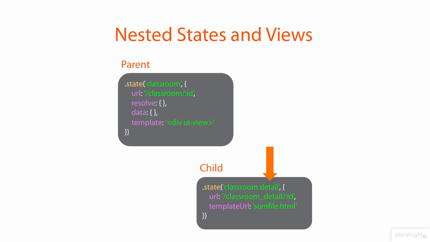One of the features of nested child states is that they inherit certain properties from their parent states. In this case, the parent has a resolve and a data property. Both of those will automatically be inherited by the child state. In the case of the resolve property, promises returned in the parent's resolve property will be injected into the child state's controller. Similarly, the data property on the parent will be inherited by the child state.